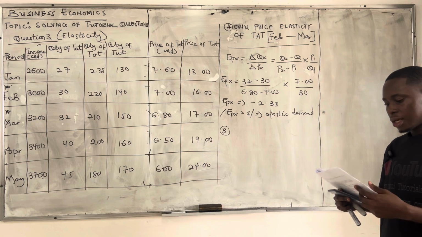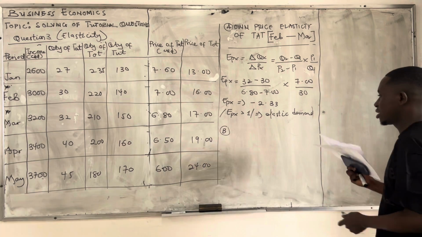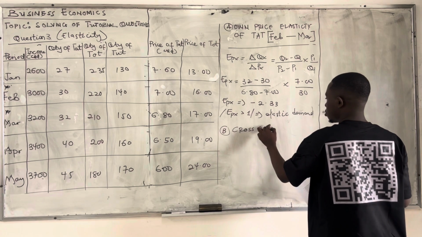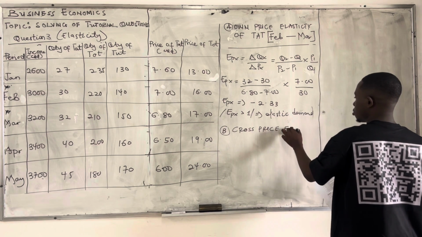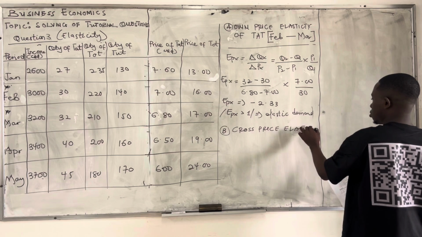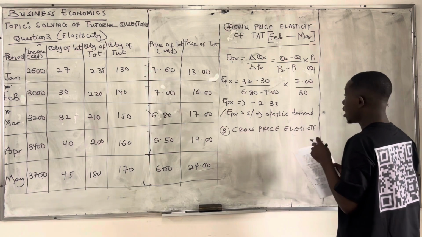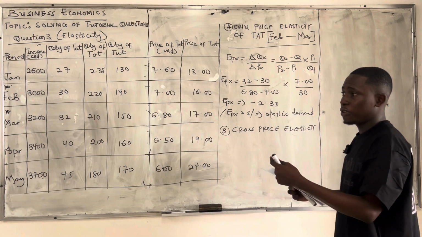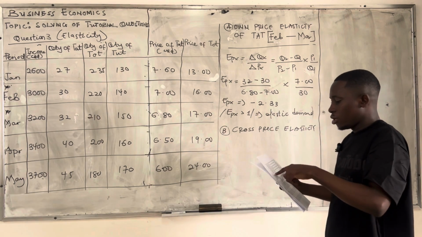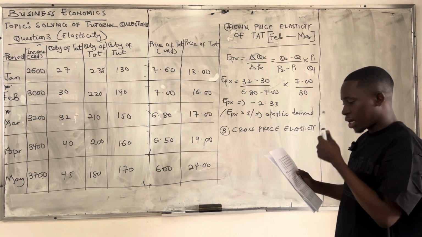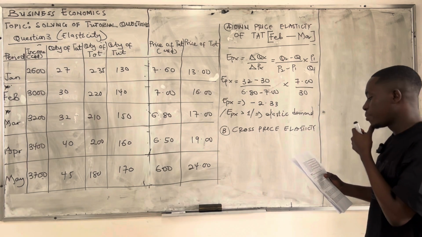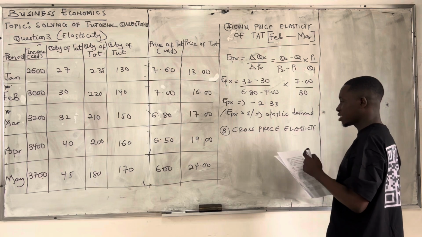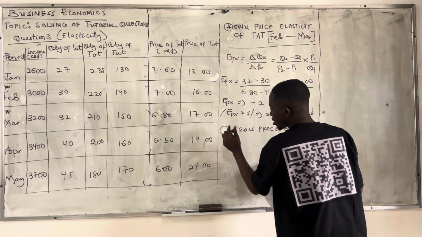The next question is to calculate the cross price elasticity. So A is own price, which is what I've solved. B is also own price, so once you watch the video, you can try to use it to solve part B. C is to calculate the cross price elasticity of demand between tooth and TAT for the period of March and April.